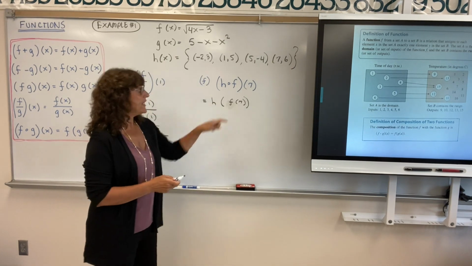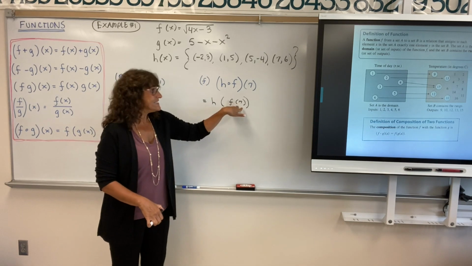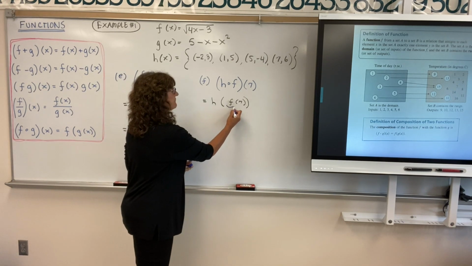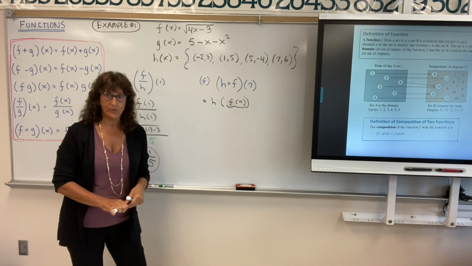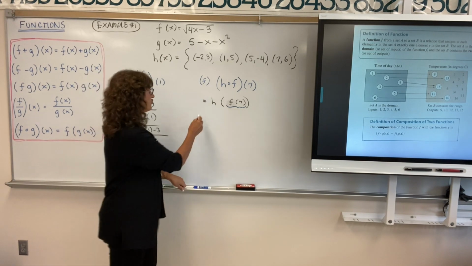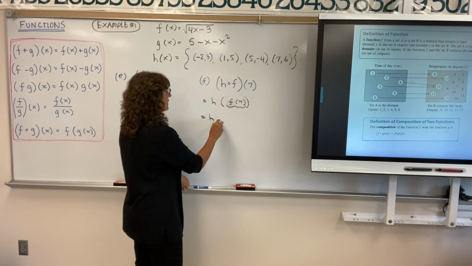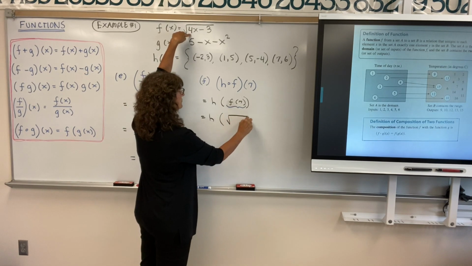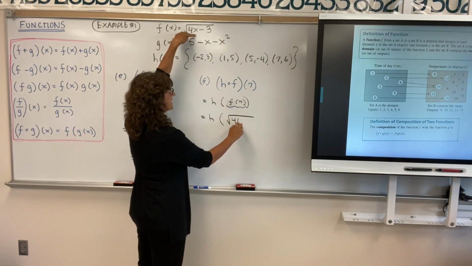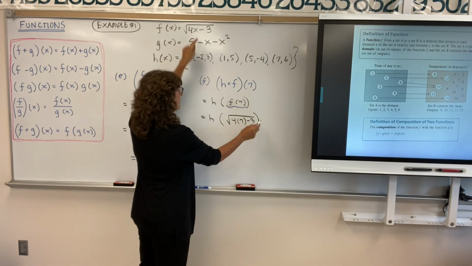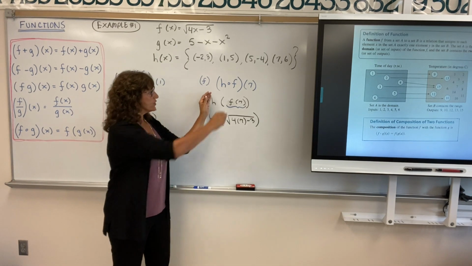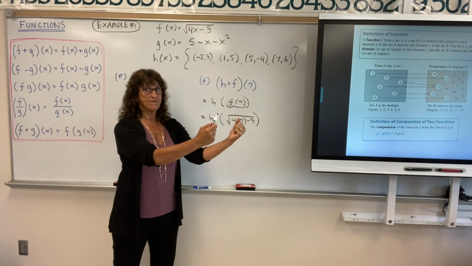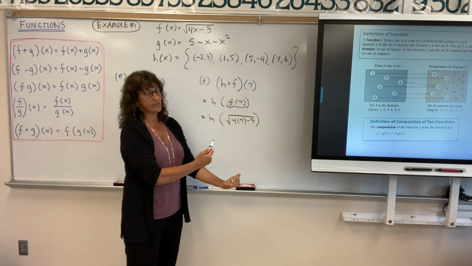All right, now how do we actually evaluate this? You're going to work from the inside to the outside. We take care of the f of 7 first. That's how composition works. So we have h of f of 7. You go to the f function, which is the radical expression, and plug in 7. So 4 times 7 minus 3. Leave the outside alone. You're going to work the inside first. Evaluate the inside function first. When you're done, plug that into the outside function.